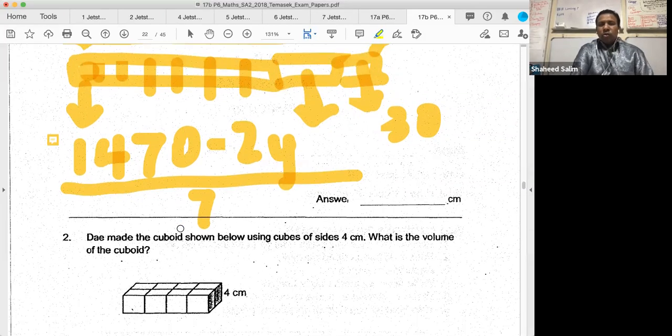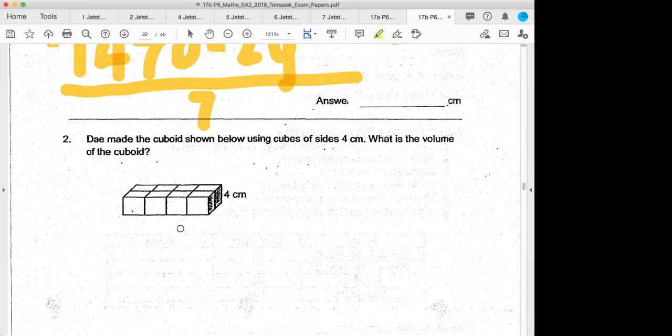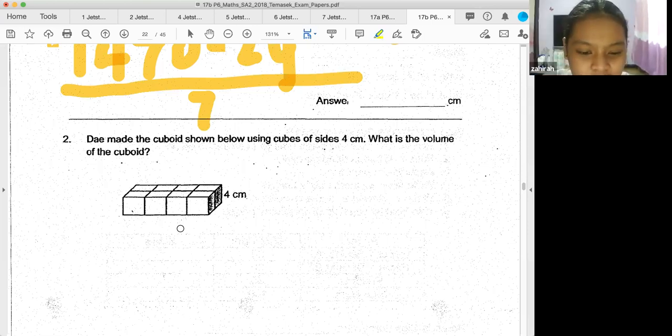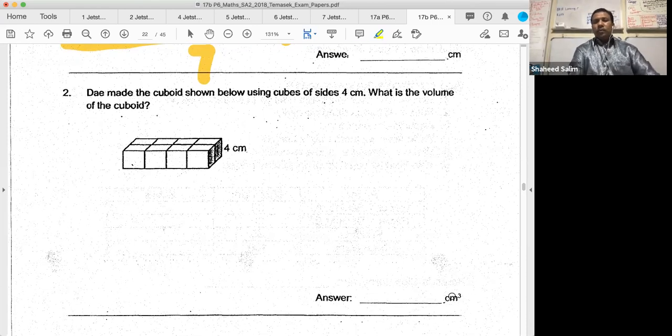Next one is also quite easy. What is the volume of the cuboid? It is made up of cubes. They ask you for the whole thing. 512. What's your unit? cm cubed. Yeah, correct.